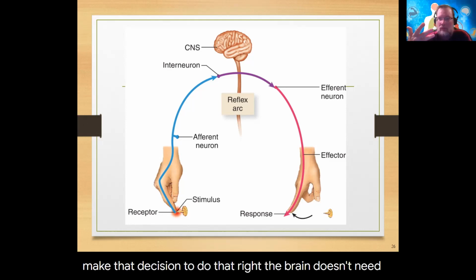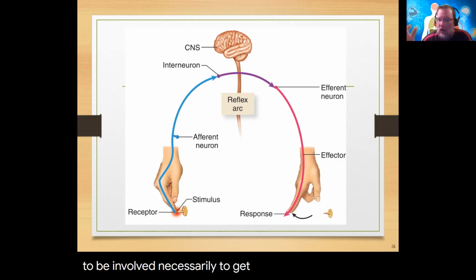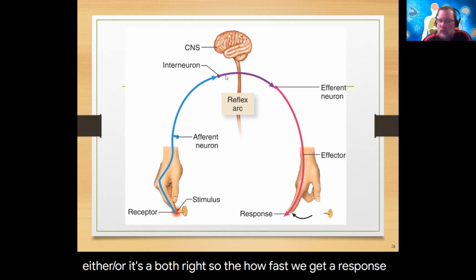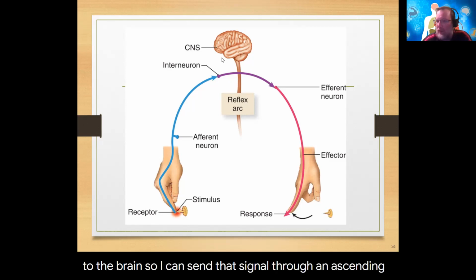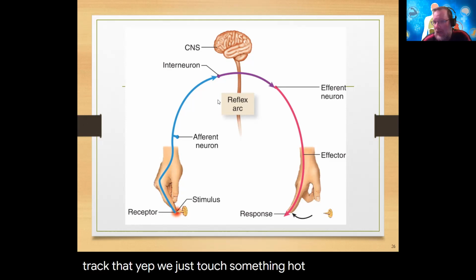The brain doesn't need to be involved necessarily to get my arm to pull away from a hot surface or a sharp surface. Now, of course, it's not an either-or, it's both, right? The strength of the stimulus will determine how fast we get a response, as well as how we're going to transmit that information up to the brain. So I can send that signal through an ascending tract that, yep, we just touched something hot or something sharp. But don't worry, we've already moved.